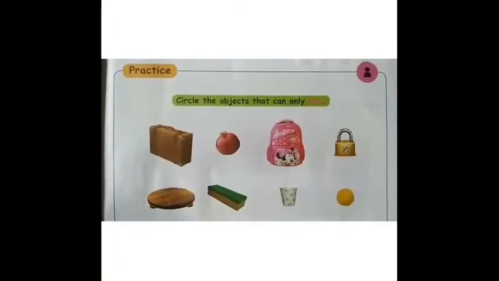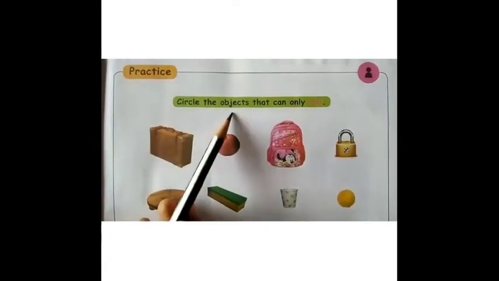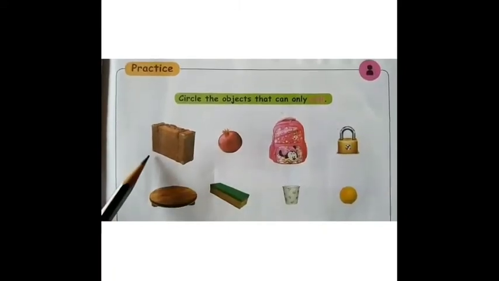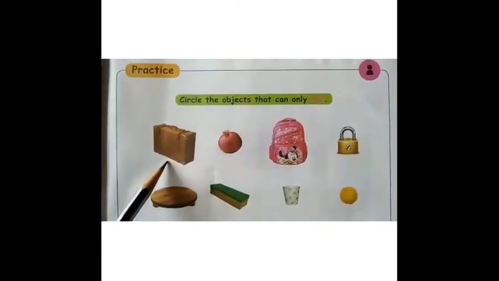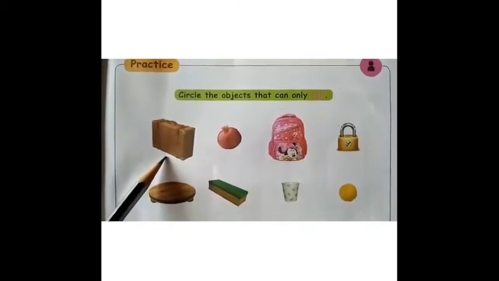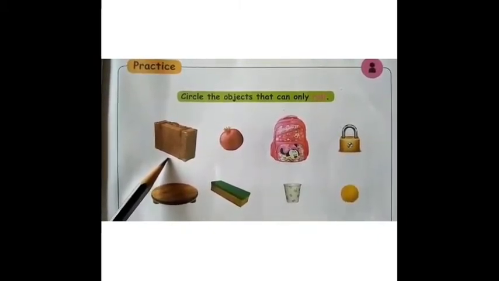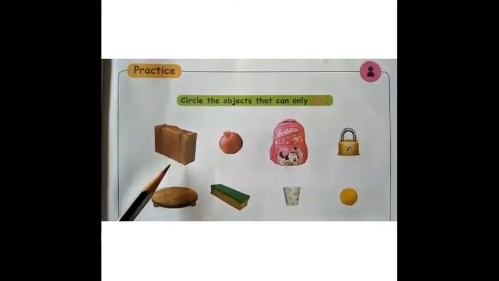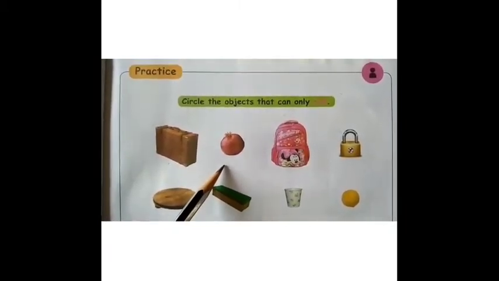Children, next let us see. Circle the objects that can only roll. First one. Children, the first picture is a suitcase. It is a flat object. Can it roll or slide? It can only slide.